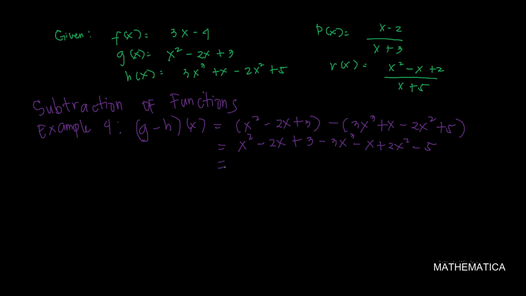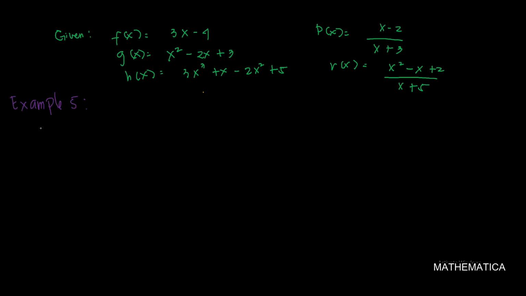So, next, we have to combine like terms. So, we have negative 3x cubed, x squared plus 2x squared, we have 3x squared. Negative 2x plus negative x, we have negative 3x. 3 plus negative 5, we have negative 2. So, ito na yung final answer natin. Now, let's try naman yung f minus p of negative 2. Okay, so first, let us copy our given.